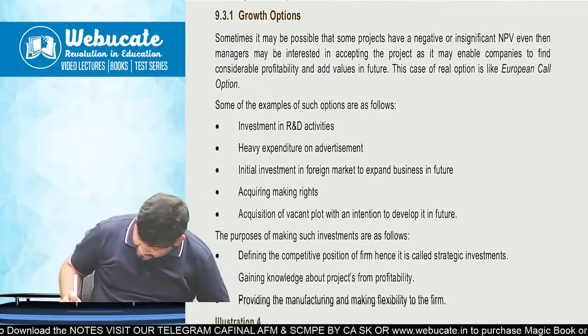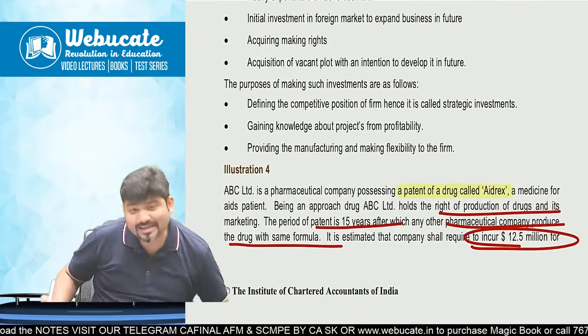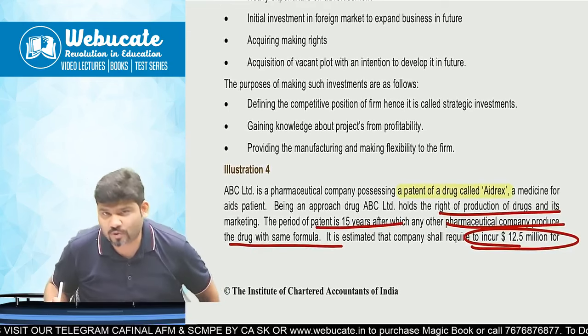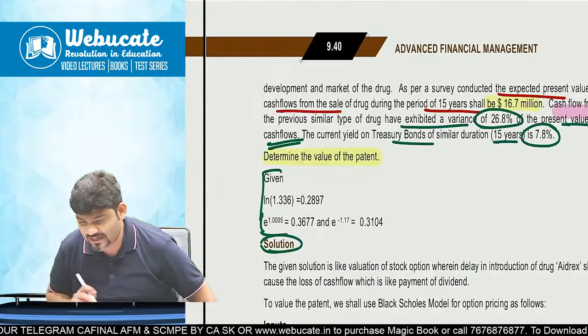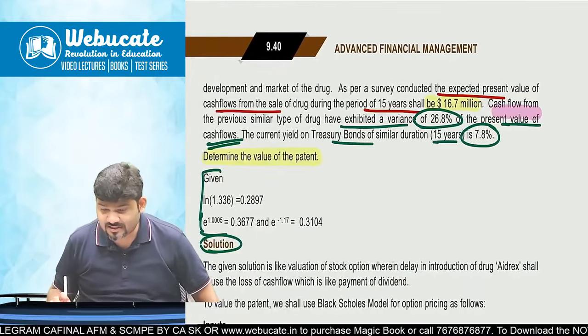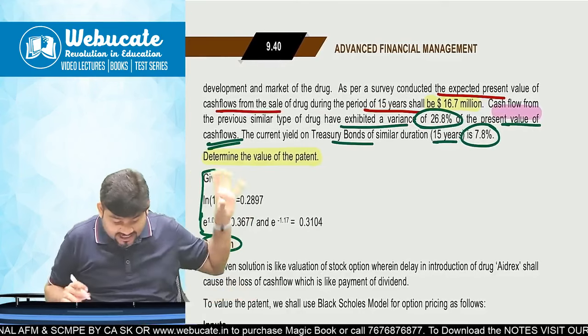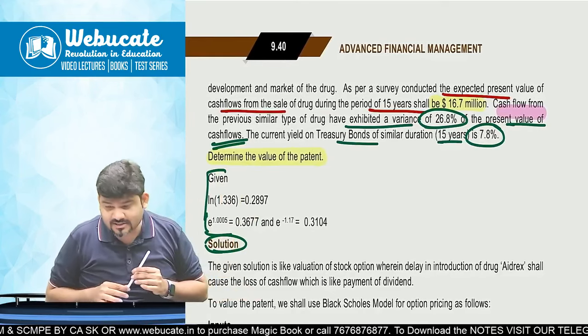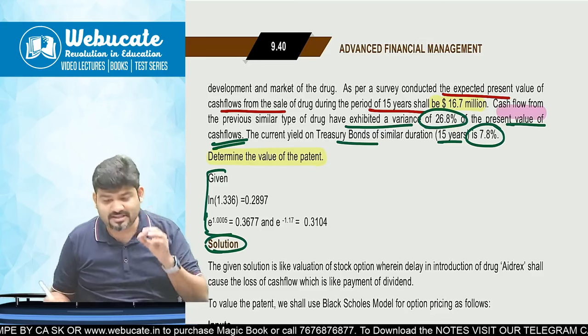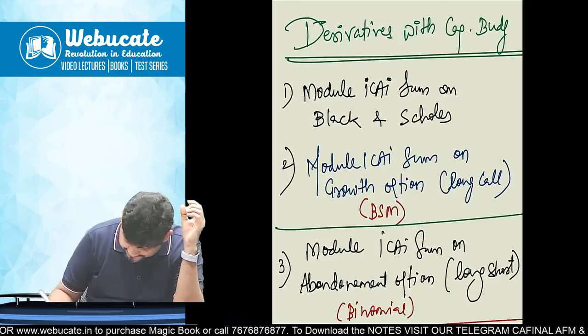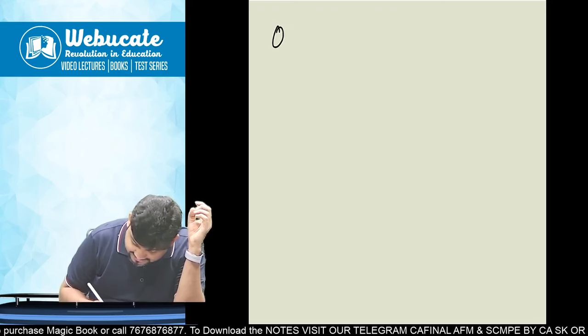Okay, what is the market value? See, now in case of shares, it is very easy because the market price is given as say 400 rupees, 500 as was the case in the last question. Here, the present value of the cash flows from sale of drug is $16.7 million. So that will become your SO.